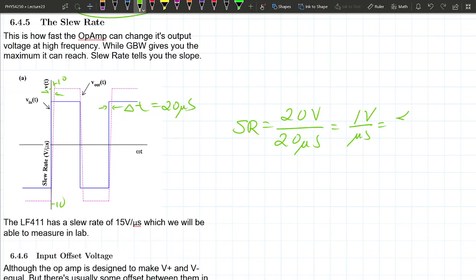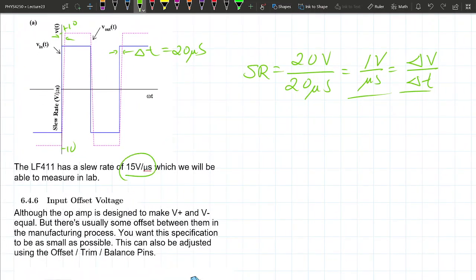So what you have up here is the delta V divided by delta T. Typically slew rate will be given in volts per microsecond because that's usually how fast they will be operating at. If you have an op amp that has a spec of volts per picosecond, that's a really good op amp, because it can ramp 1 volt in a picosecond instead. For the LF411, it can do 15 volts per microsecond, 15 volts every microsecond. So that's the op amps, and you're going to see this when you're doing the lab.